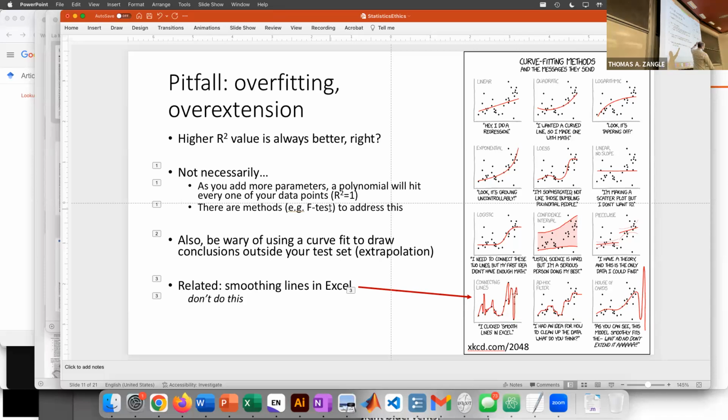That same distribution can be used in what's called an F-test in order to evaluate whether or not different fits are significantly different. The other thing here is to be wary of using a curve fit to draw conclusions outside of your test set. This would be what's called extrapolation. So here's one danger. Here's a polynomial fit, and if we extend ourselves outside of the data set, we can see some really kind of crazy results.